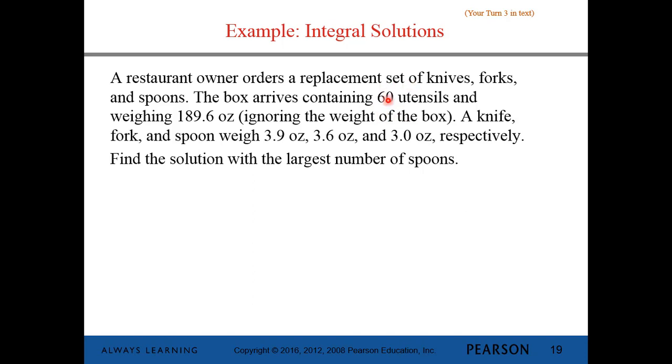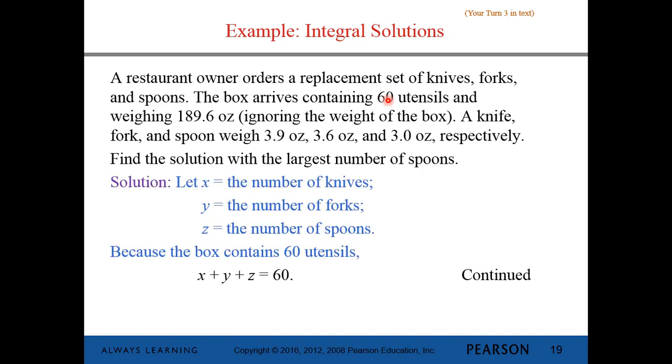So let x be the number of knives, let's say. Let y be the number of forks, and let z be the number of spoons. Now you could use k for knives, f for forks, and s for spoons, but again, you could use x, y, z as well. Okay, and so we're going to set up our system of equations.